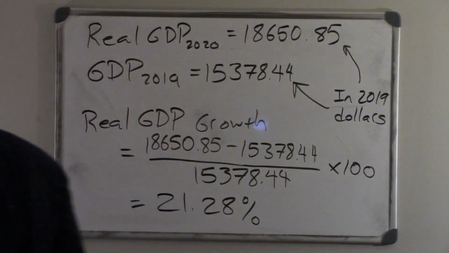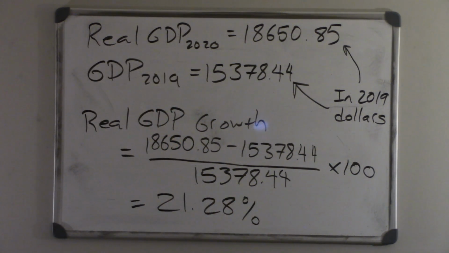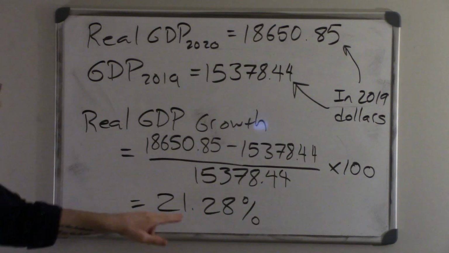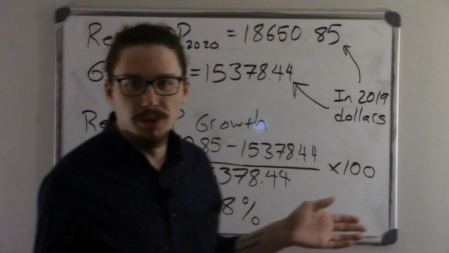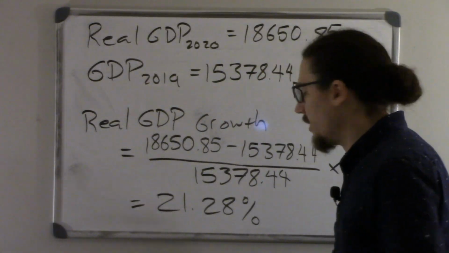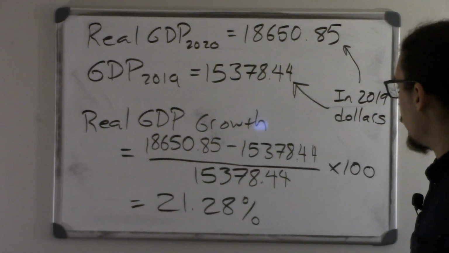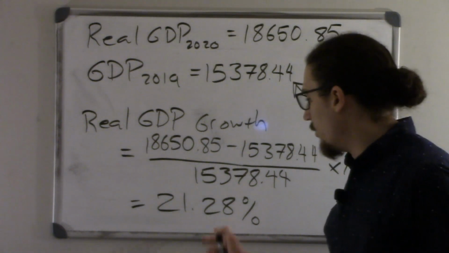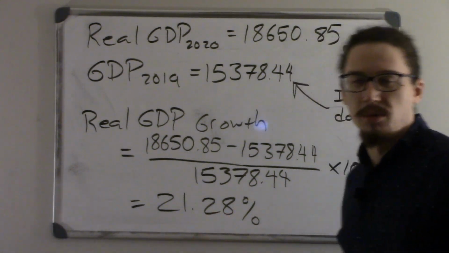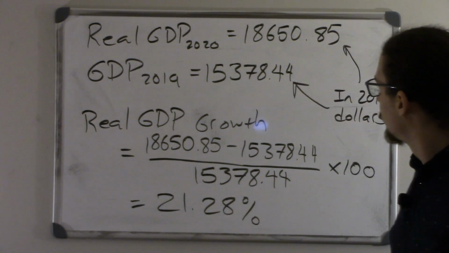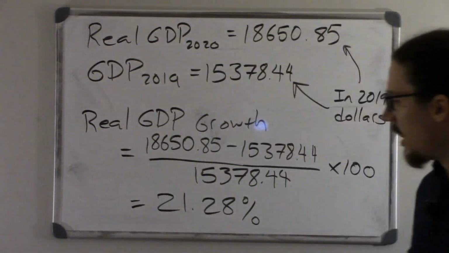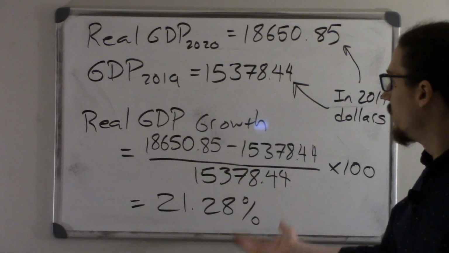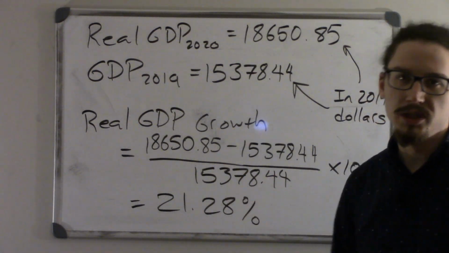Once we punch that into our calculator, we're going to get 21.28%. That's pretty close to the GDP deflator. That's a coincidence, so they are not the same thing. They're not going to give you the same answer every time. They didn't give us the same answer this time, but they are pretty close, which I was intrigued by.